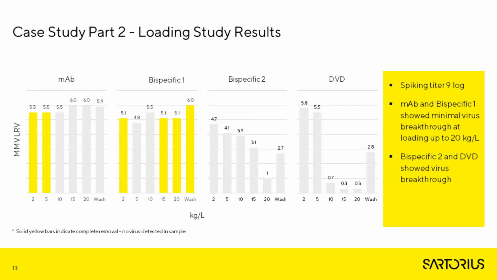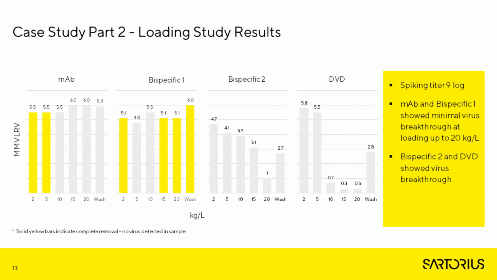So this retention profile is what we would expect for a feed stream that's very low in impurities, and usually this would occur when the Sartobind Q is placed as a third chromatography step or a polishing step. We would expect to see very low impurities and very high loading on the membrane. So the retention profile for the bispecific 2 and the DVD is what we would expect when impurity removal is also expected from the membrane. So when the Sartobind Q is placed as a second chromatography step, we expect to have lower loading capacities as there will be impurities binding to the membrane.